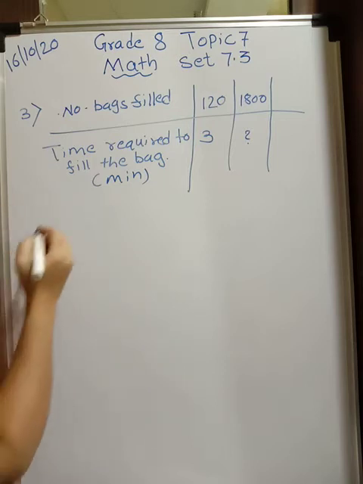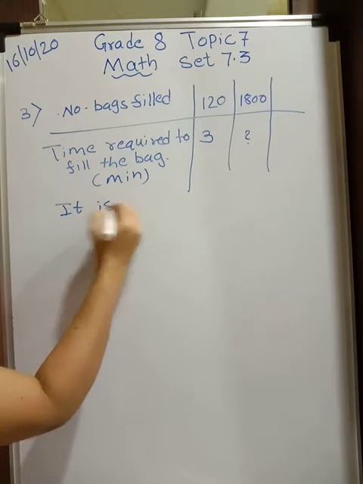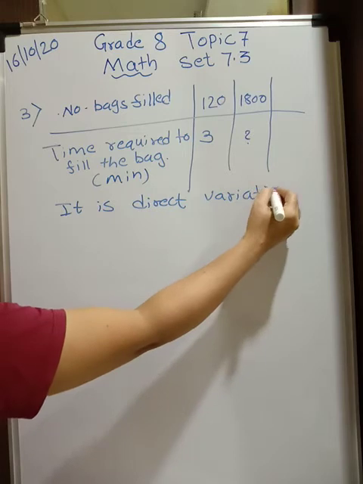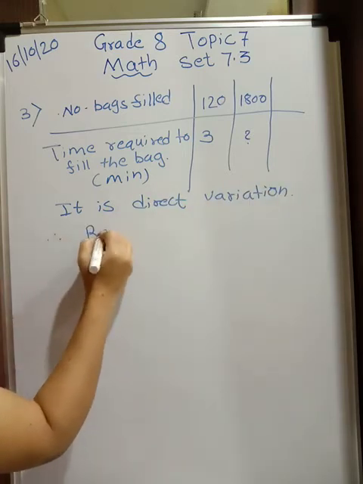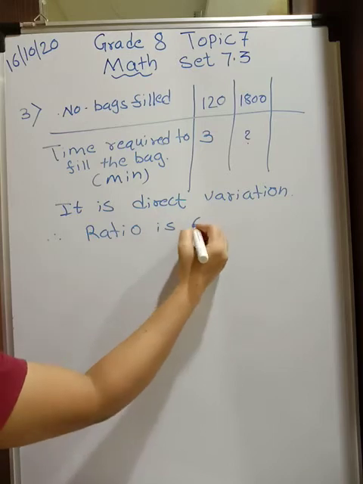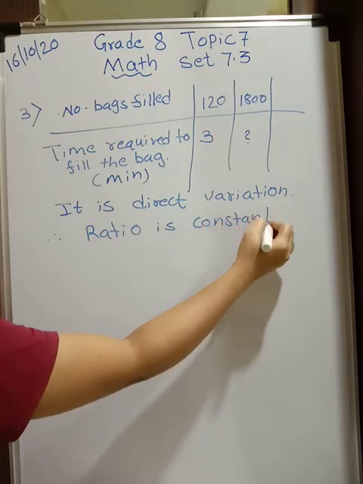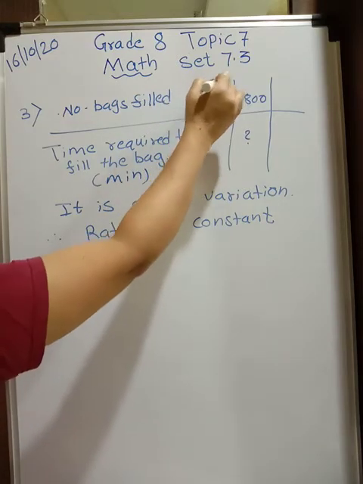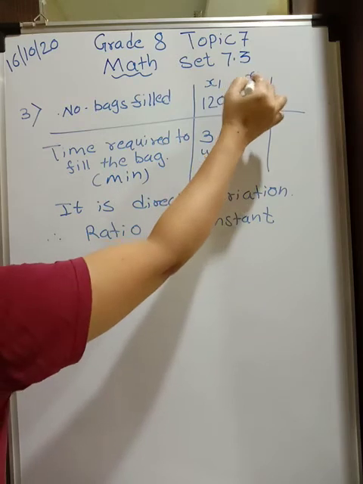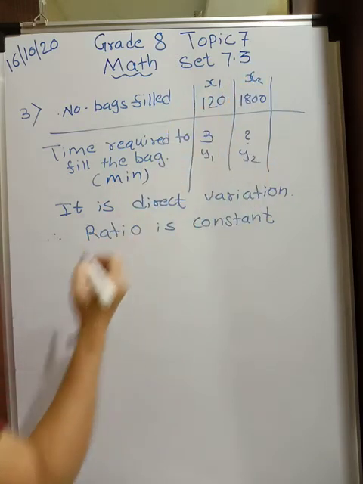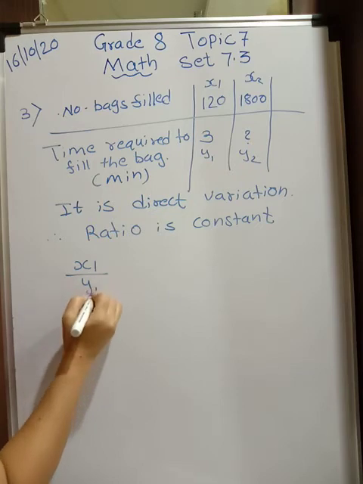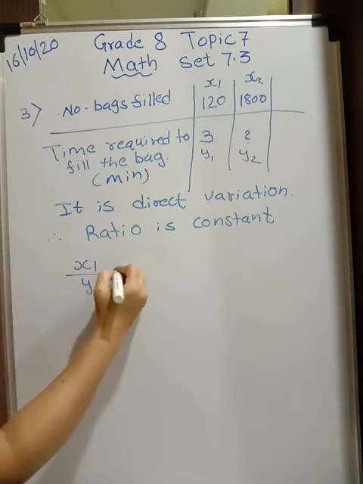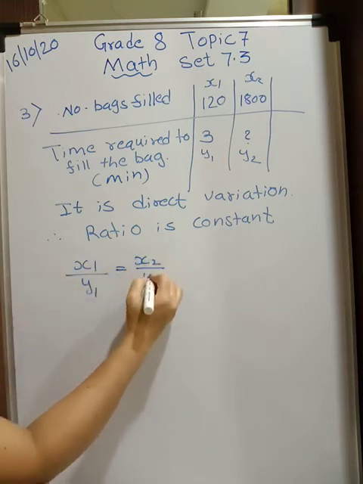So first you find out, what you can write? It is direct variation. And therefore what is constant in direct variation? Ratio is constant. In inverse variation, product is constant. In direct variation, ratio is constant. So let this be x1, this is y1, let this be x2 and this is y2. So what you can write? x1 upon y1. You will never go wrong if you remember like this. In direct variation, ratio is constant, so it will be equal to x2 upon y2.